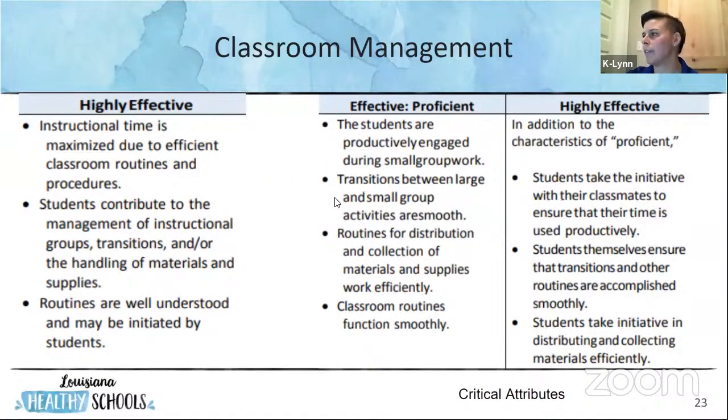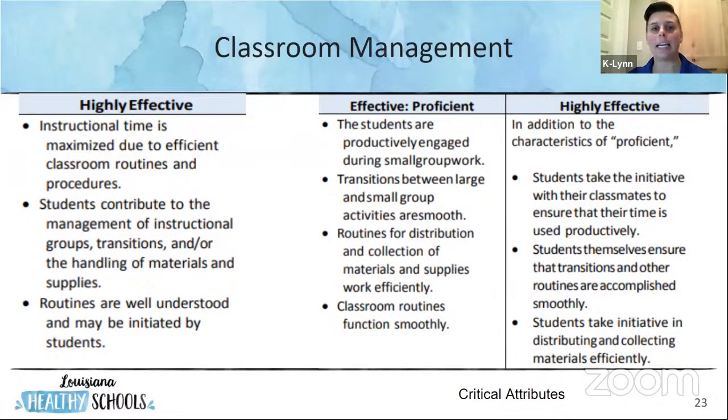All right, so these are kind of the highly effective critical attributes that we look for within the Compass rubric. So again, students take the initiative with their classmates. Students ensure transactions and routines are accomplished. Once you practice enough, you'll have those couple of students that are like, hey, stop, put it down, be quiet. We need to know what's next, because they know the expectations for the classroom.